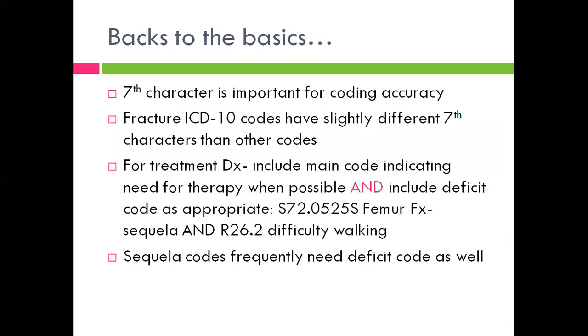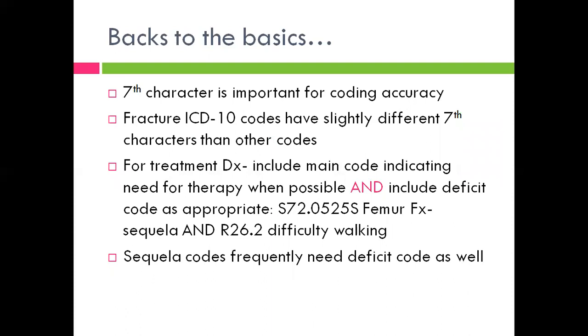But going back to the basics for ICD-10 coding, that 7th character is going to be real important for coding accuracy. Know that the fracture ICD-10 codes have a slightly different 7th character than the other codes, so they might look a little bit different as you pull up the list in Rehab Optima. For the treatment diagnosis, you may want to include the main code indicating the need for therapy when possible, and include a deficits code when appropriate.